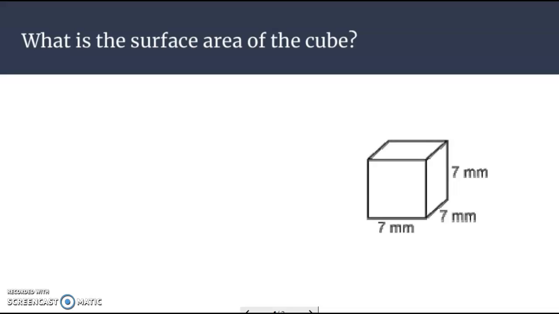Welcome back, everybody. In this video we're going to be talking about some surface area problems. First thing we're going to do is find the surface area of a cube.